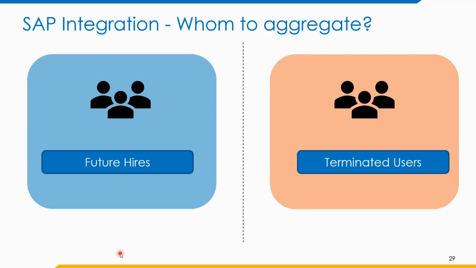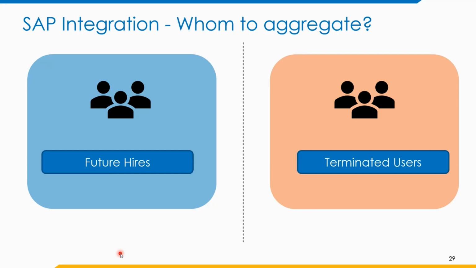So if we want to aggregate users with a specific offset, for example, all the users that are coming to the organization in the next 1 week, you can specify the offset as 7. Then all the upcoming employees to our organization in the next 7 days will also be aggregated to IdentityNow.